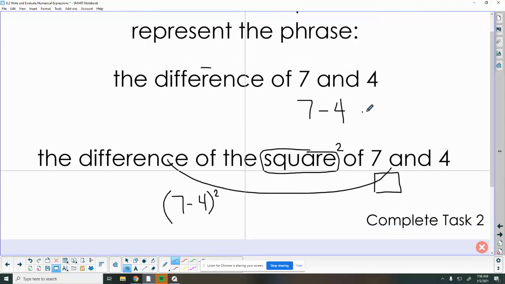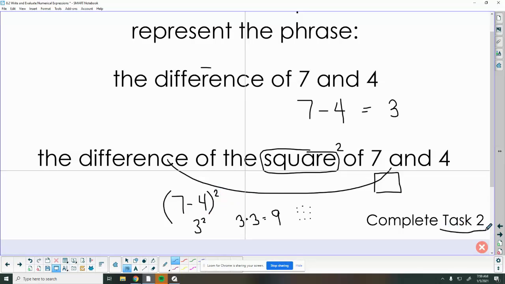If we were solving this one, 7 minus 4 is 3. But then if we square it, 3 times 3 equals 9. So 9 makes a perfect square, 3 this way and 3 this way, ends up with a perfect square with 9 in it. So the difference of the square of 7 and 4: we had to subtract first, put those parentheses, then add our square outside of that.